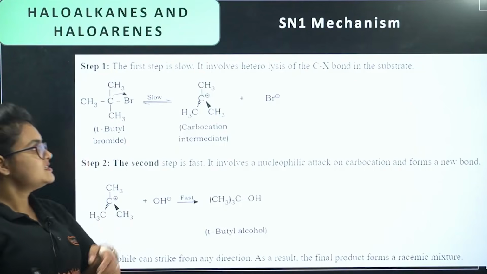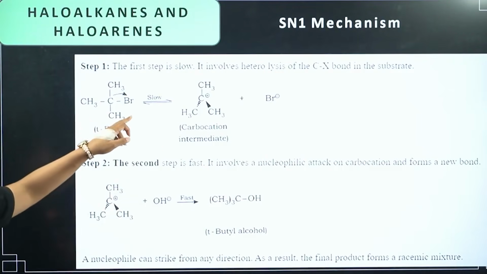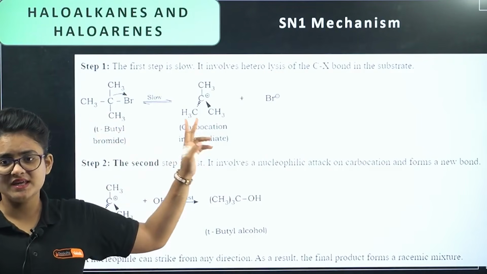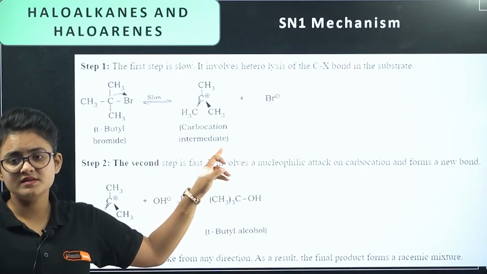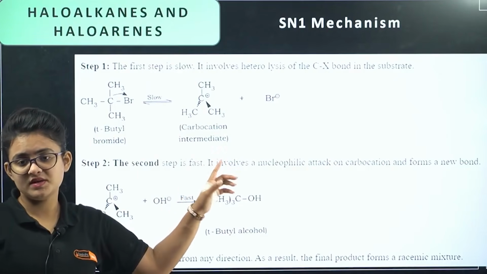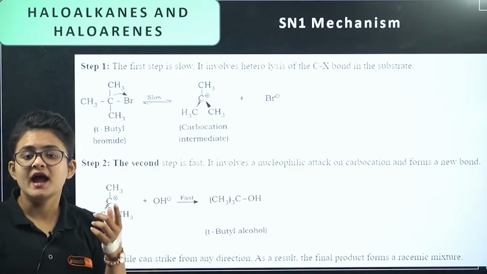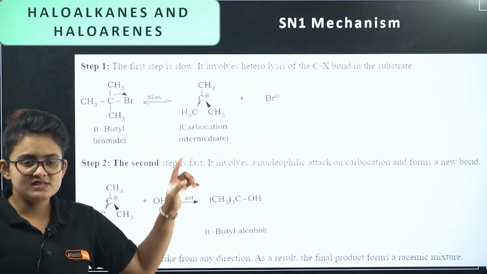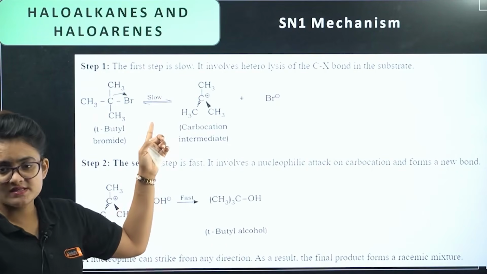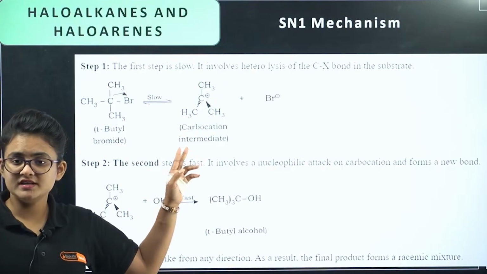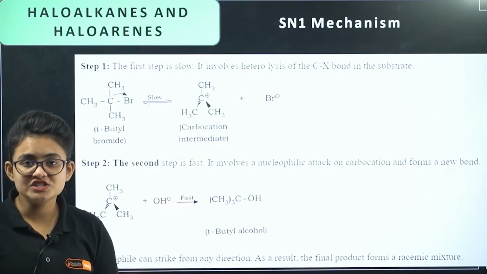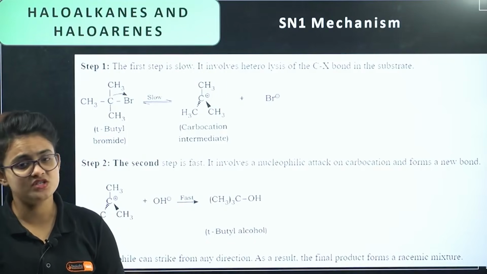So in the first step what is happening, Br leaves, and it is a stable system. From a stable system it is making an unstable intermediate, that is a carbocation. That's why the first step is really slow, and it is the rate determining step. This is the rate determining step, and it's the slowest step where the carbocation is generated. So stability of the carbocation is one of the major factors to make the reaction faster.